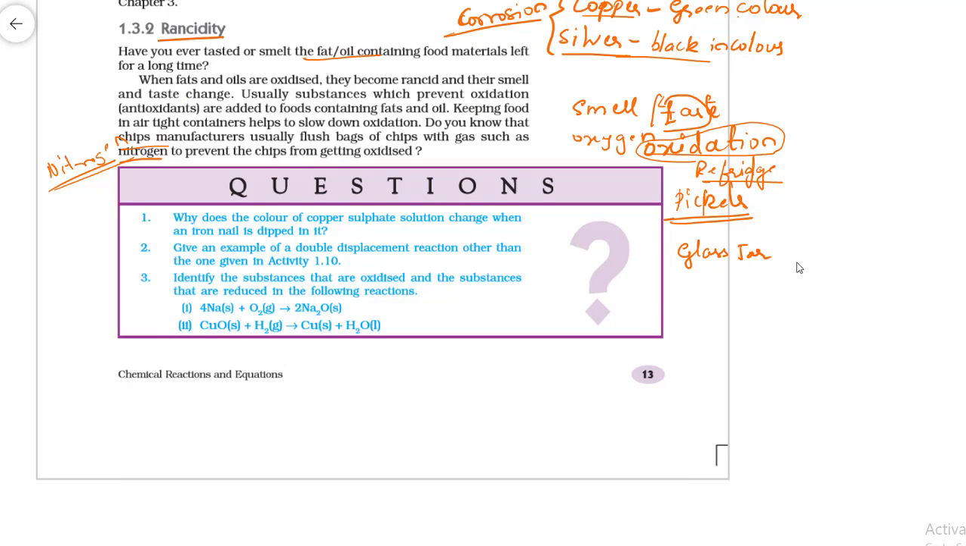So here are a few questions regarding the chapter. Try to answer these questions. If you are not able to understand or not able to answer these questions, please comment so that I am going to answer them.